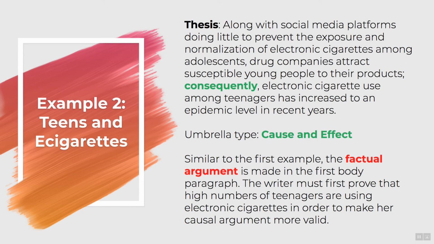Our second example comes from a paper about teens and e-cigarette use. And this is ultimately overall a cause and effect argument about why e-cigarette use has skyrocketed among teenagers. And the first part of this paper is showing how this is in fact a problem. Because if we don't agree that it's a problem, then we're not going to care enough to think about what's causing the problem. So here's the thesis.